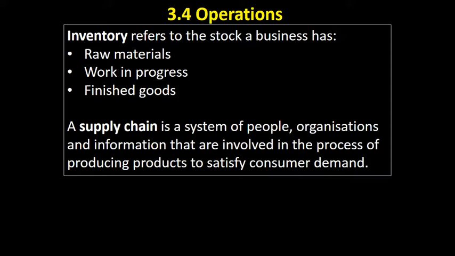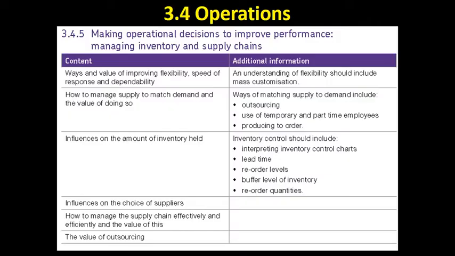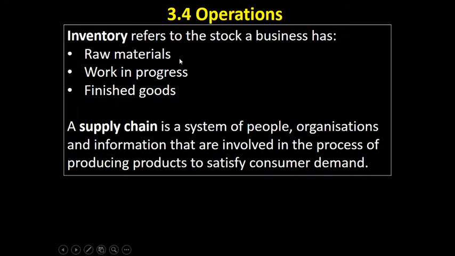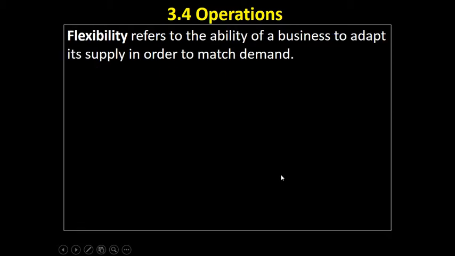So a supply chain is a system of people, organisations and information that are involved in the process of producing products to satisfy consumer demand. This section is all about how we can manage our inventory level and our supply chains in order to satisfy consumer demand. So there are a couple of key terms that we need to know.